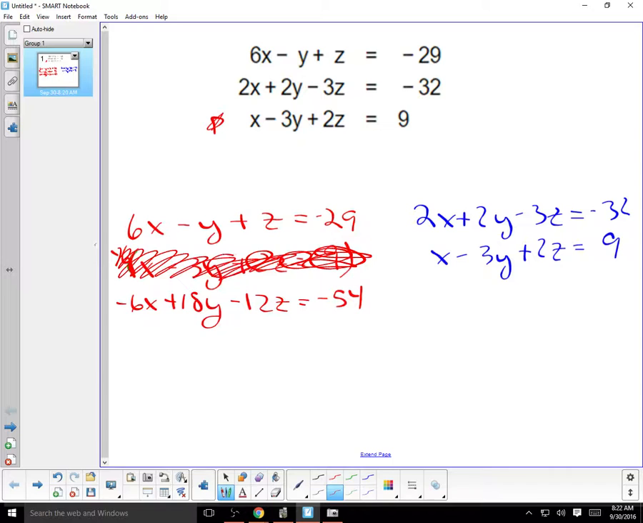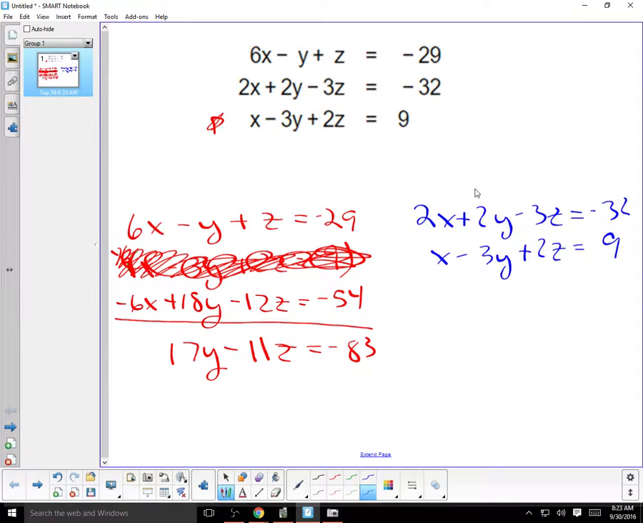So now I don't even care about that equation anymore because now it's this one, right? So let's add them up. 6x minus 6x, 0. That's exactly what I wanted to happen. If I've got 18y, take 1y away, that is 17y. Negative 12z plus 1z is going to give me negative 11z. And that's going to equal negative 83. Cool? Questions at this point? No? All right.